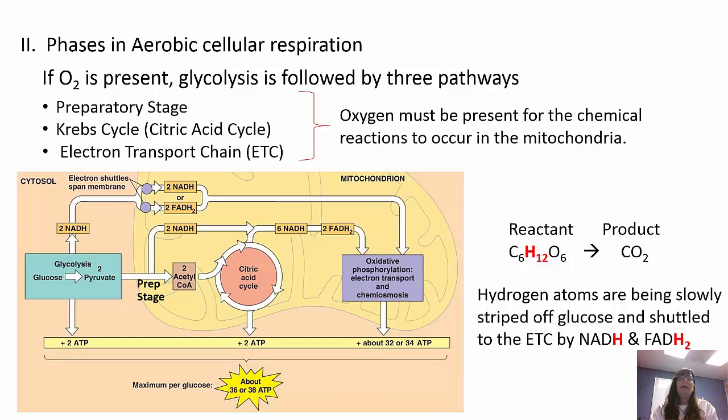So if oxygen is present, glycolysis will be followed by the preparatory stage, the Krebs cycle, and the electron transport chain. Again, oxygen has to be present for these reactions to occur. So glycolysis, you have the glucose broken down into 2 pyruvate molecules, 2 NADH being transported to the electron transport chain, 2 ATP being generated.